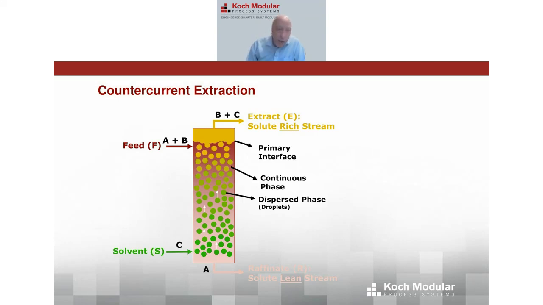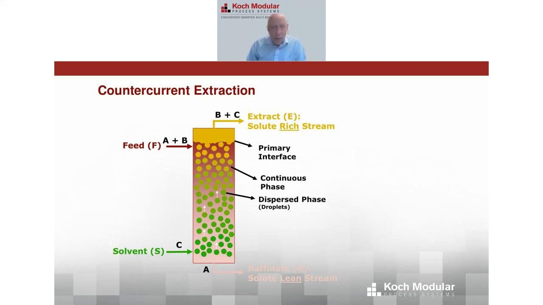end of the column. In this case, we're showing the feed to be the heavy phase coming in the top. So say it's an aqueous stream coming in the top. The solvent is the light phase. It's coming in at the bottom of the column. So maybe it's something like, again, toluene that's coming in. It's lighter than water, so it would come in the bottom of the column. And then as these two phases flow countercurrently inside this column, you want to do something to create theoretical stages.